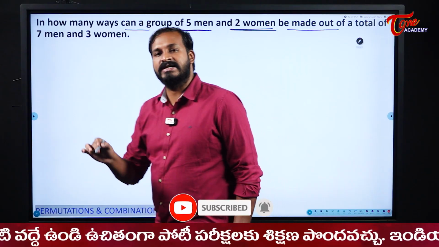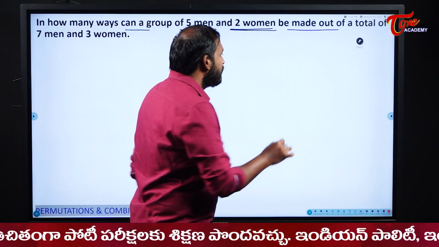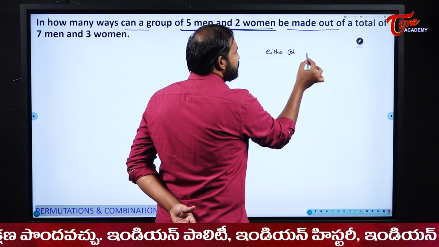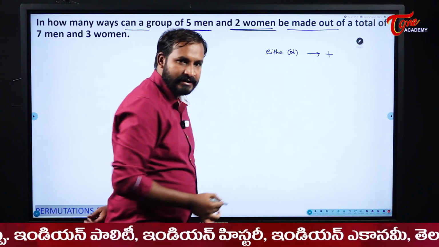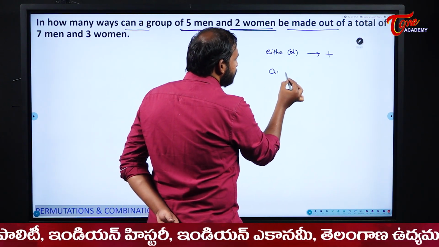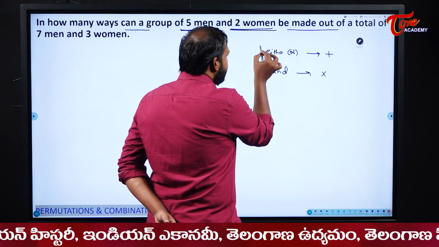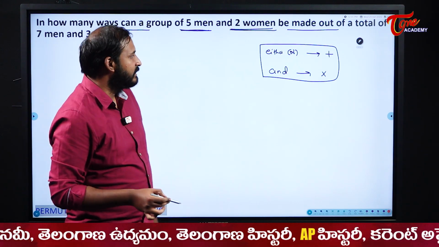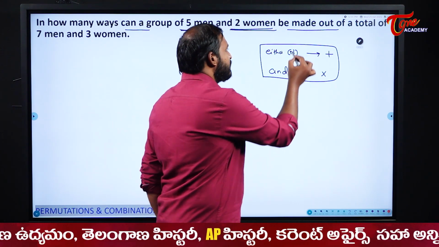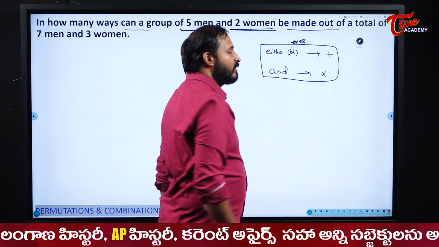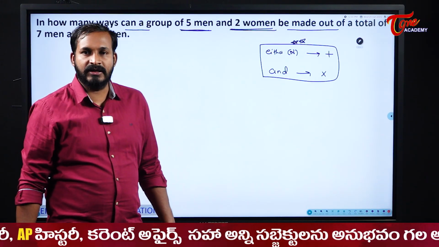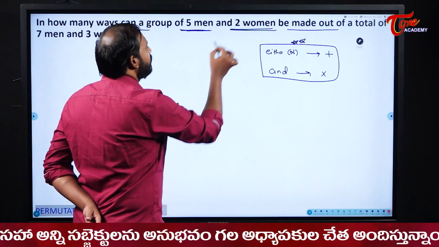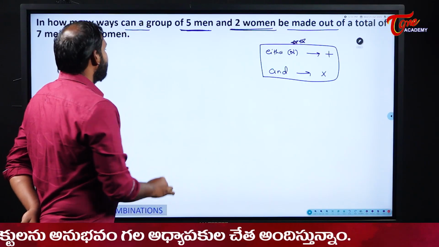So see here students, while discussing the permutations also I told you the same thing. Whenever you see either or, we will add. And when we see and, we will multiply. So please keep this in your mind students. Either or means plus, and means multiplication. This is the major thing you need to keep in mind when solving questions from permutations and combinations. Now please see here, in how many ways can a group of 5 men and 2 women be made out of 7 men and 3 women?